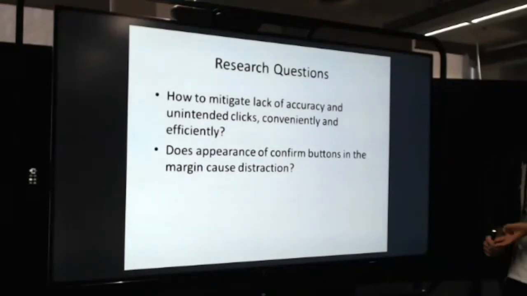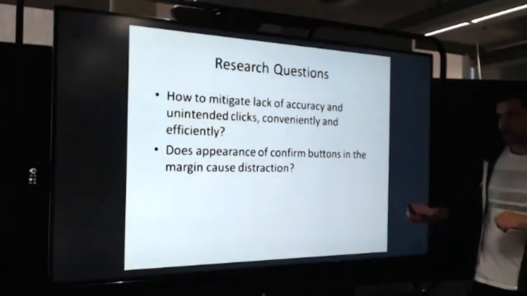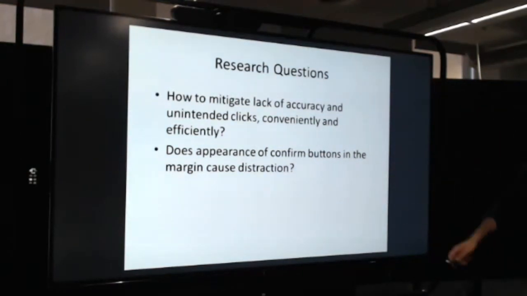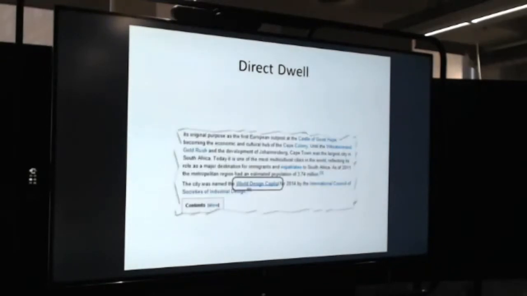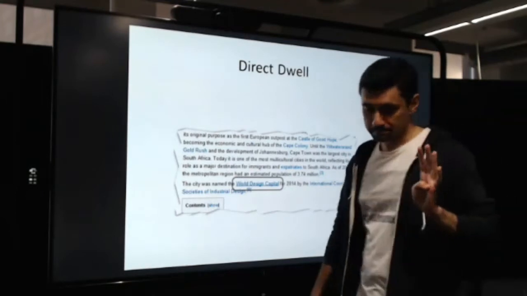And you're placing the confirm buttons in the margin, which could potentially be distracting by itself. So having a new artifact appear on the side is something that can cause visual distraction. So that's something we wanted to understand a little more about. How distracting would it be for the users? So we created 4 click alternatives.